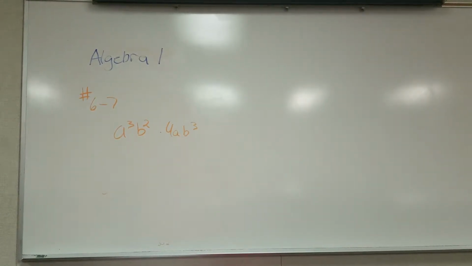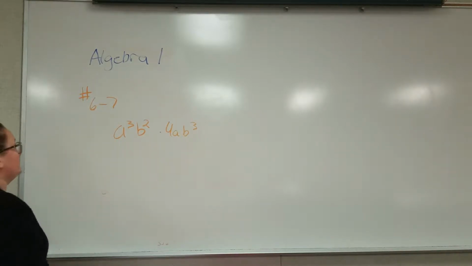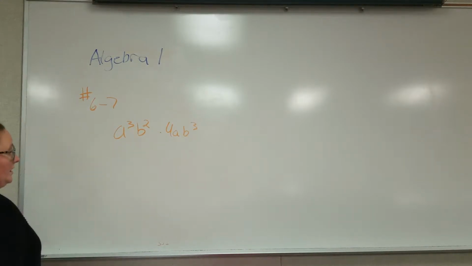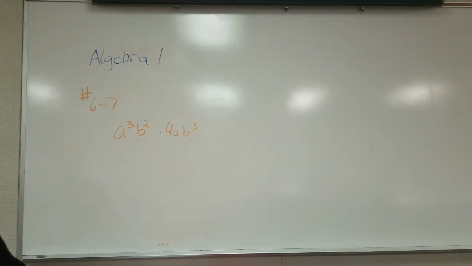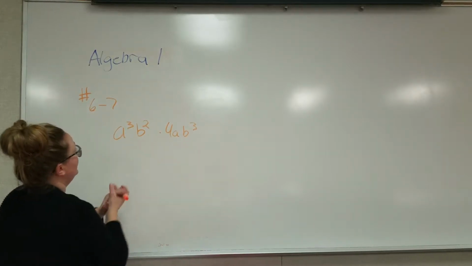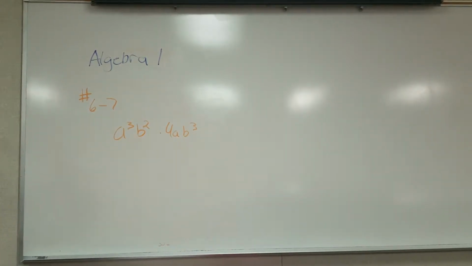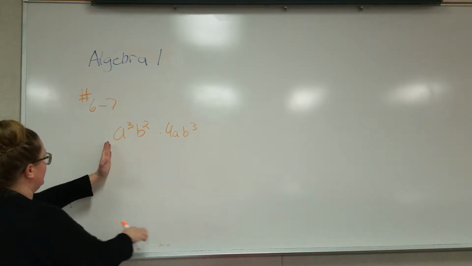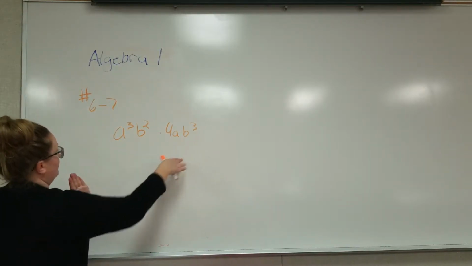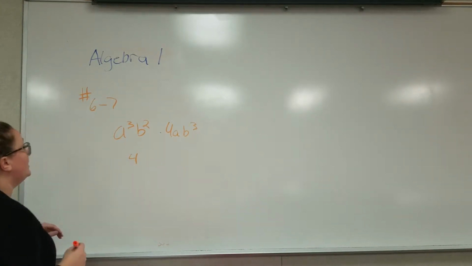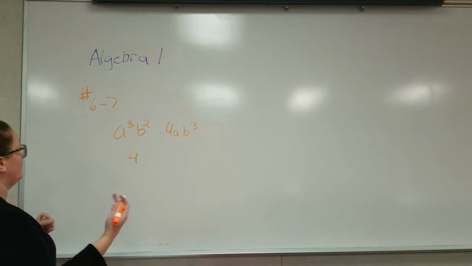All right, it's starting with problem number 6. We're working with products now. So now when you multiply polynomials, if you have like variables, as in these two, you have A and A, they're like, and B, their exponents add, all right? So start by multiplying your numbers. This is 1a cubed b squared times 4ab cubed. So 1 times 4 is 4. And then when you multiply your variables, their exponents add.